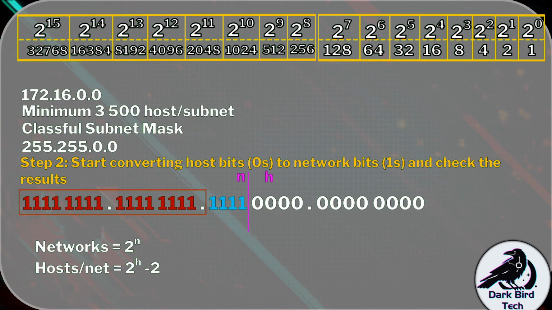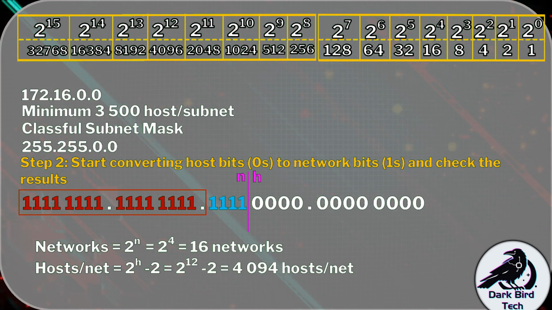4 new network bits, and only 12 host bits left behind. This means we're going to have 2 to the power of 4 networks, which is 16, and we're going to have 2 to the power of 12, which is 4,096 minus 2, leaving me with 4,094 hosts per network.